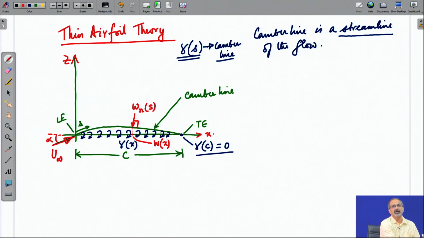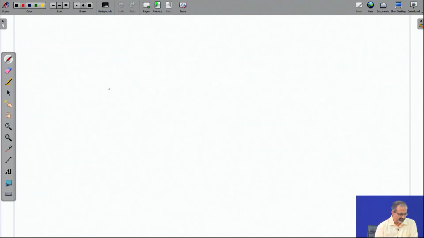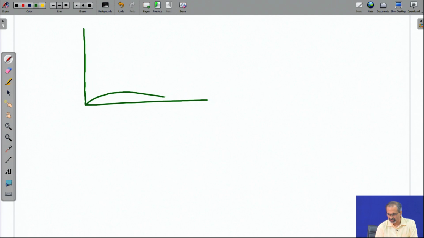Once we find out the gamma distribution, we integrate it and then we will get gamma, and from gamma we will get lift. This is the whole idea. So, let us look at the geometric details a little more before we write down the relations. We need to have more clarity on the geometric issue.